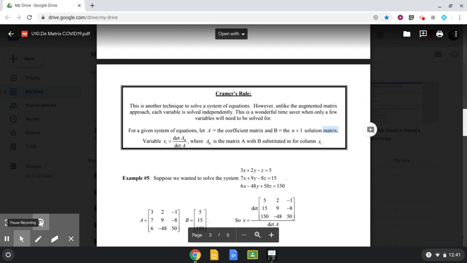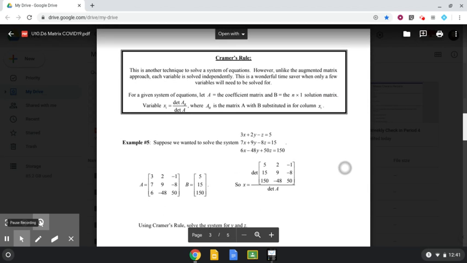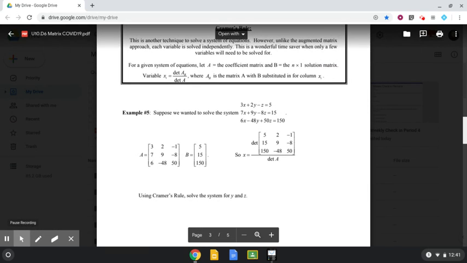So in example number 5, suppose we wanted to solve the following system. 3x plus 2y minus z equals 5, and 7x plus 9y minus 8z equals 15, and 6x minus 48y plus 50z equals 150.